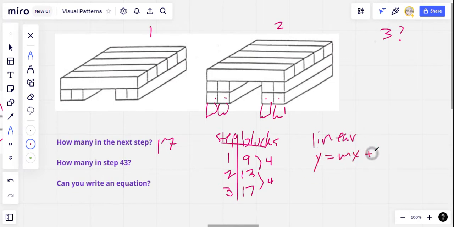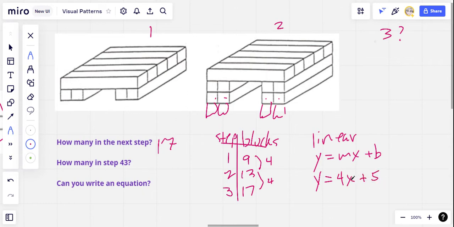So y equals mx plus b. In this equation, the m stands for slope when you're graphing a line. In terms of these patterns, it stands for the rate of change between steps. So in this case, we go up by 4 every time, so we're going to have 4 times x. Then this plus b is the part of it that stays the same. So in our visual pattern, that's the tabletop. There's these extra 5 blocks. So I'm going to put a plus 5, and I'll show you how that works now.